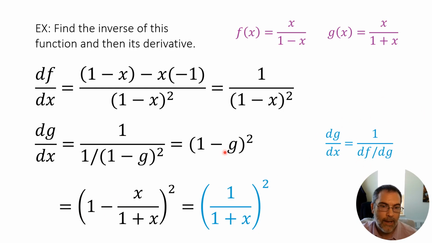Okay, so now that we have g, we can plug g in, and 1 minus x over 1 plus x squared, you can do a little simplification. The way I did this was 1 can be written as 1 plus x over 1 plus x. Then they have common denominators. 1 plus x minus x is just 1. So we get 1 over 1 plus x squared. So we have the derivative of the inverse using the inverse theorem that we learned earlier.